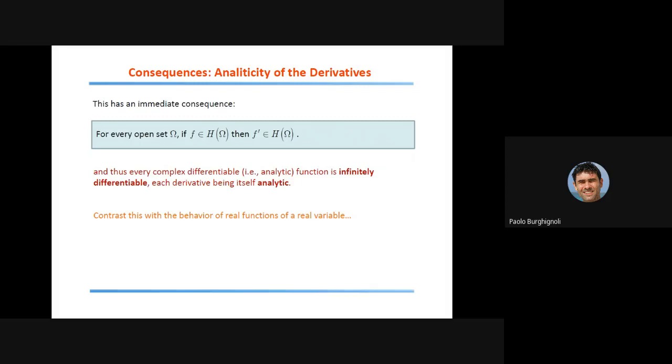So every complex differentiable analytic function is infinitely differentiable, as we were saying before. So it's C infinity, because its derivative is itself analytic. Well, this is in striking contrast with what happens with real functions of one real variable, for which you can easily imagine examples of functions which can be differentiated only once at a point. Whereas if you consider a holomorphic function, once the function is holomorphic, that is differentiable, then automatically it can be differentiated anytime you wish inside the domain of analyticity, of course.